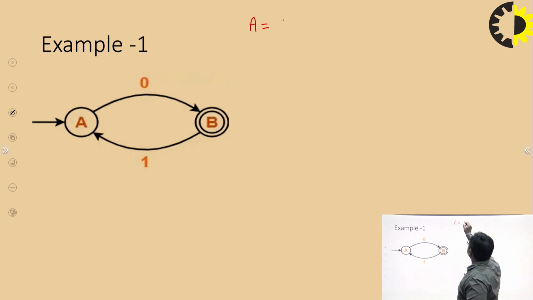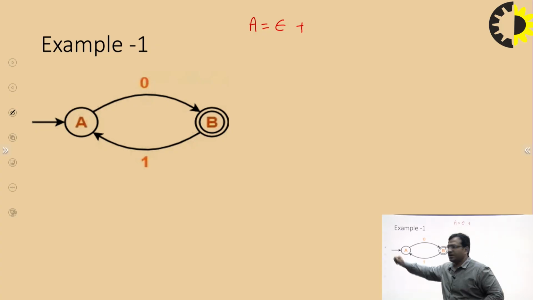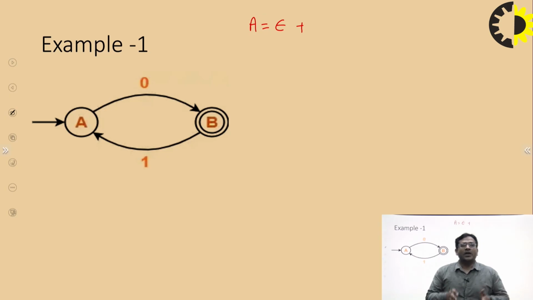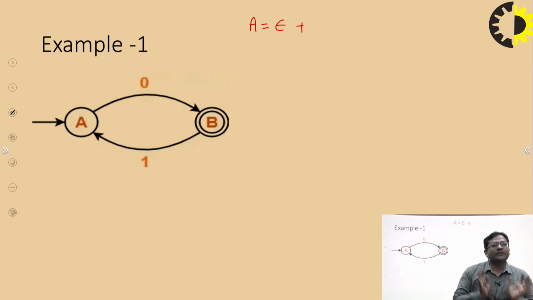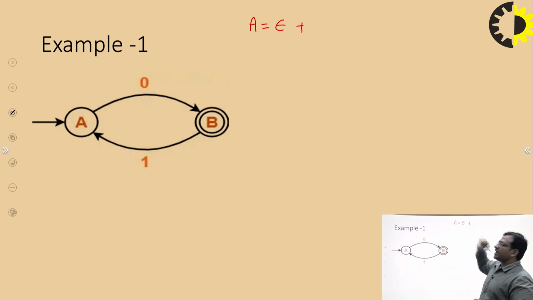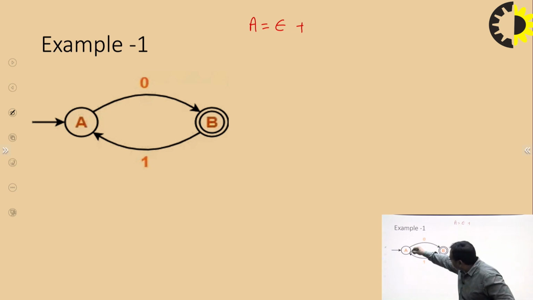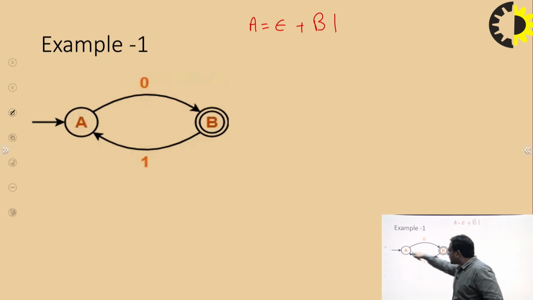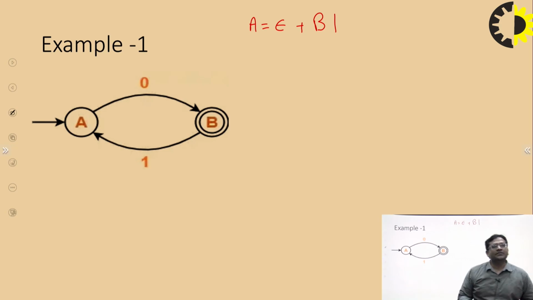For the initial state, this is basically null. What does it mean? It means that without giving any input, you are standing on the initial state. When you have not given any value to the automata, you are standing on the initial state. That is represented by this arrow, and in the equation you represent it by a null. Okay. The second incoming edge is this one. This edge is coming from B, and the input is 1. If B gets a 1 input, then it goes to state A. So this is the way you write the equation. This is the A equation.